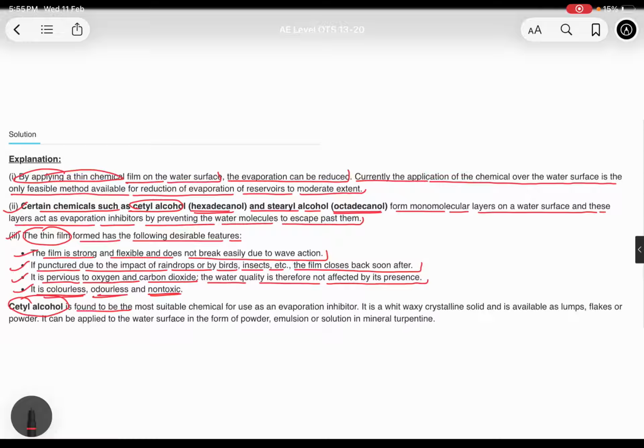Cetyl alcohol is found to be the most suitable chemical for use as an evaporation inhibitor. It is a white waxy crystalline solid, available as lumps, flakes, or powders. It can be applied to the water surface in the form of powder, emulsions, or solution in a mineral turpentine.